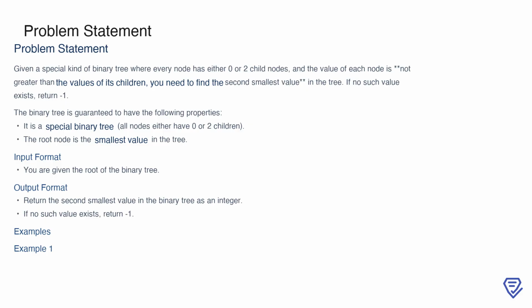A crucial property of this tree is that the root node always contains the smallest value in the entire tree. You'll be provided with the root of the tree as the input, and the output should be the second smallest value as an integer. If there is no second smallest value, you'll simply return -1.